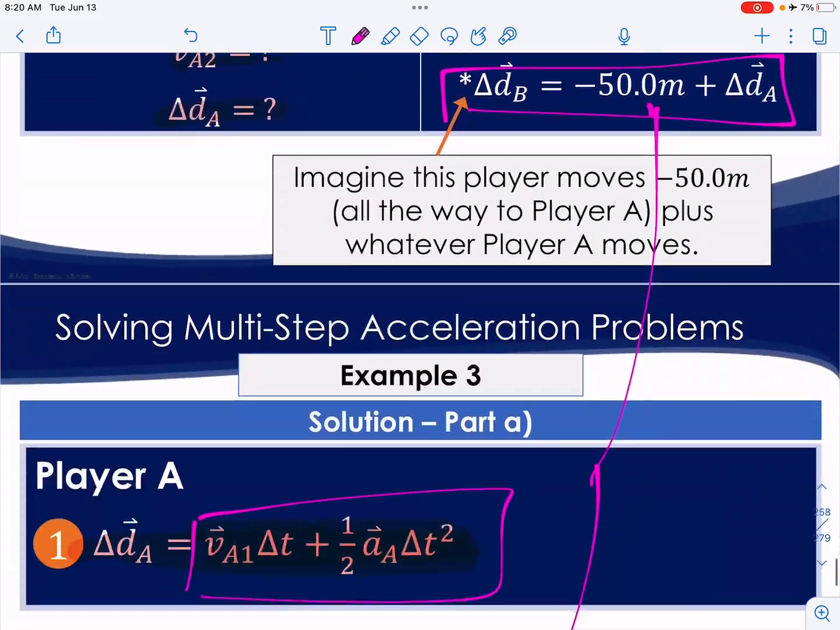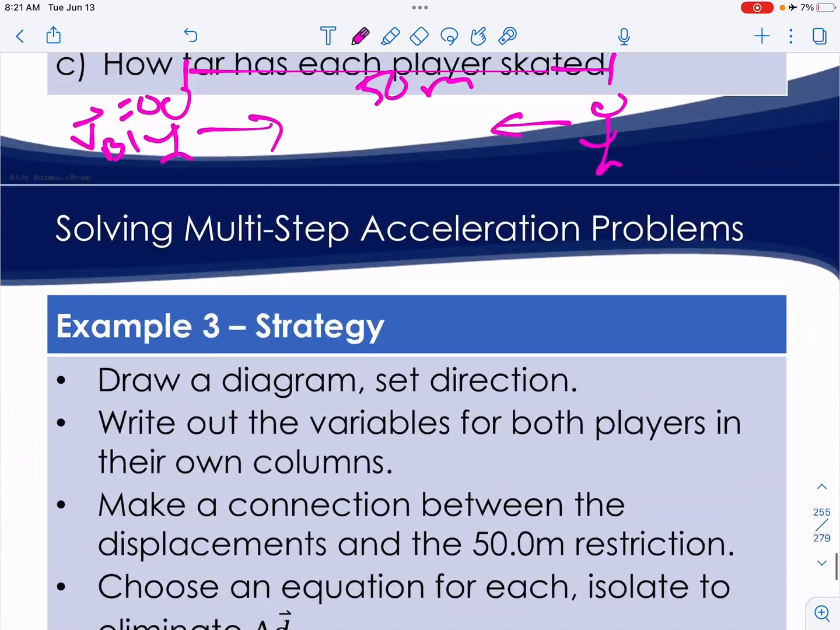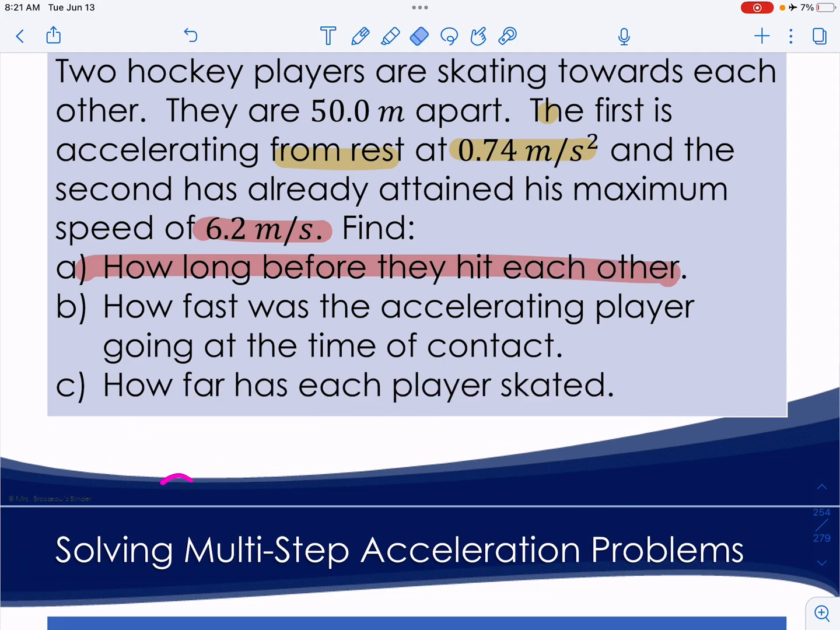Okay. Then I think it's asking for other things. So here, we just solve for this. How long before each player hit? Now, the next thing we're going to solve for is how fast was the accelerating player going at the time of contact? So now we're looking for this.